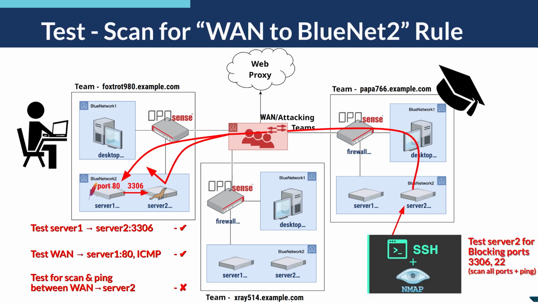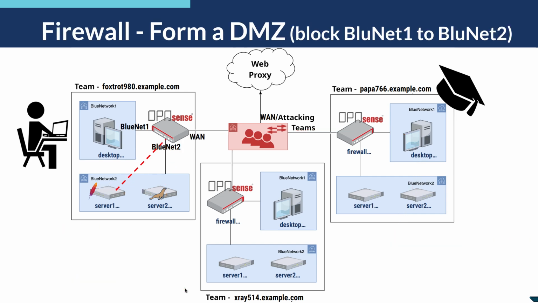So I've already done these tests. This was the test that I was alluding to earlier. Test server 1 to server 2, 3306, we can do it. Test WAN to server 1, 80 and ICMP. Yeah, we did that. And test scan and ping. I did ping earlier. So scan and ping between WAN and server 2 fails, which is exactly what we got. So that's in a nutshell what this lab has you do.